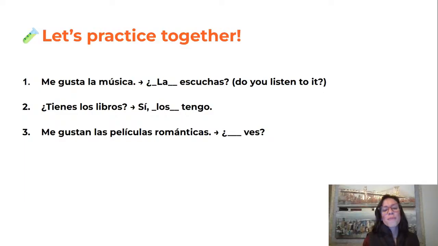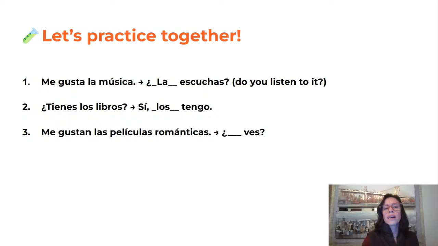Farewell. So, me gustan las películas románticas. I like romantic movies or romantic films. The question related to this statement. Me gustan las películas. I'm speaking about plural. Here in the question it says ves. Ves means you see or do you see, depending on the sentence. In this case, it's an interrogative sentence. So, do you see? But there's something missing here, a blank.